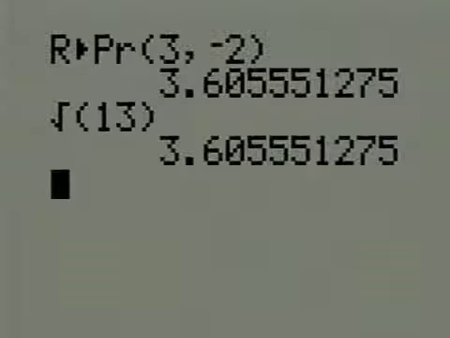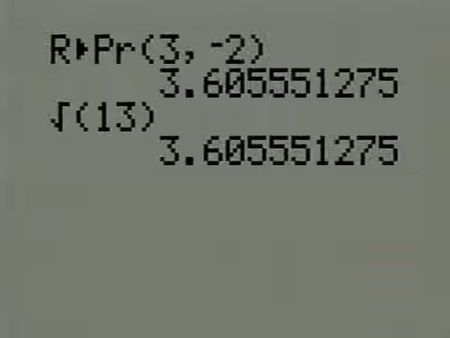Now I want to see if that matches what I found, which was the square root of 13. So I'm going to go ahead and find the square root of 13. And you can see that the square root of 13 is actually the magnitude of that vector, or the calculator checks what we found by hand.